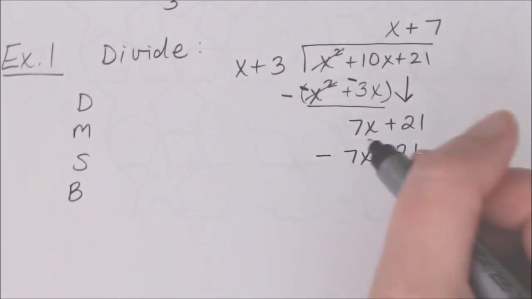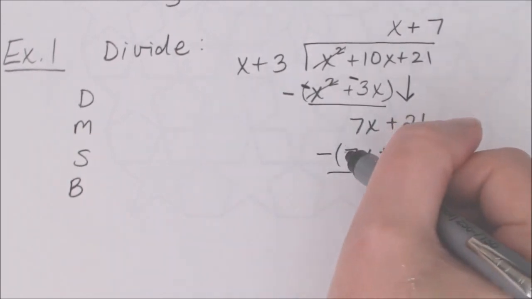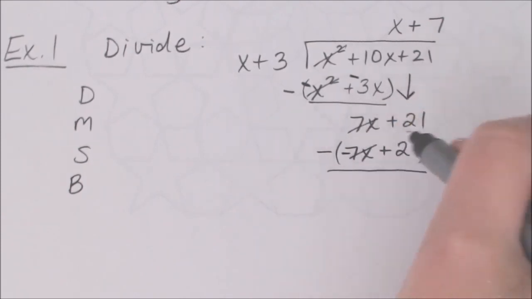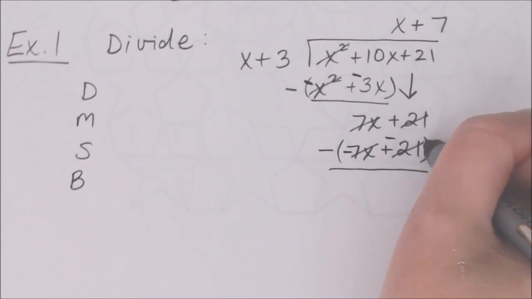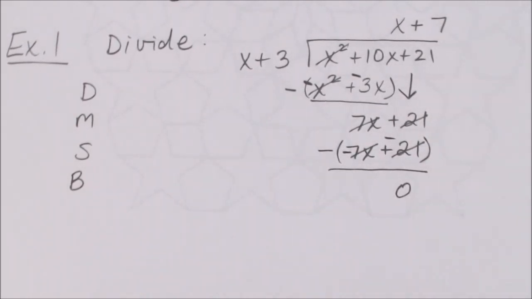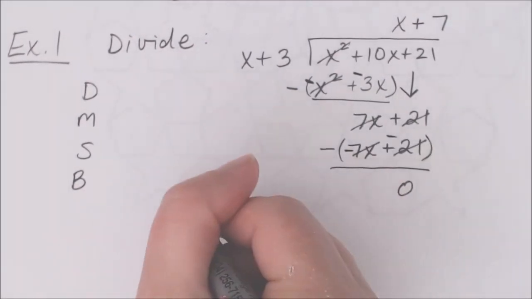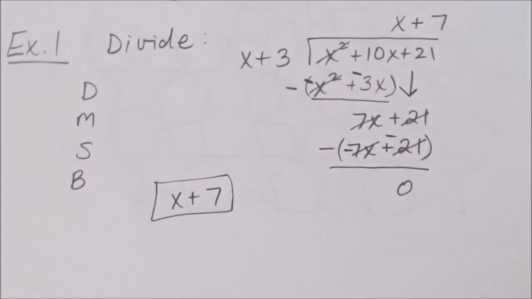Remember that negative sign has to go to both, so we're going to put parentheses around it. And notice that the 7x becomes negative, so 7x minus 7x cancels out. The 21 also becomes negative. 21 minus 21, those also cancel out. And I'm left with 0. So this time I have no remainder. So my quotient is going to be x plus 7. That would be the quotient after we do the division.